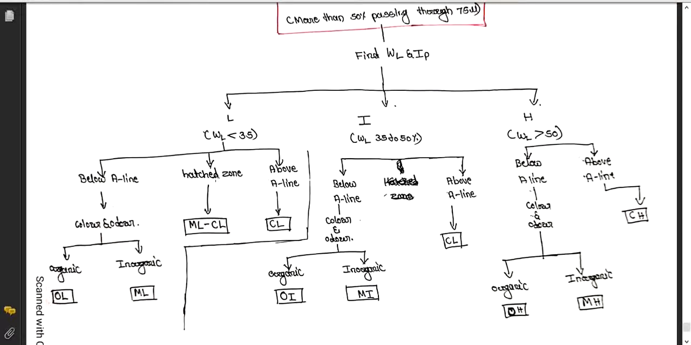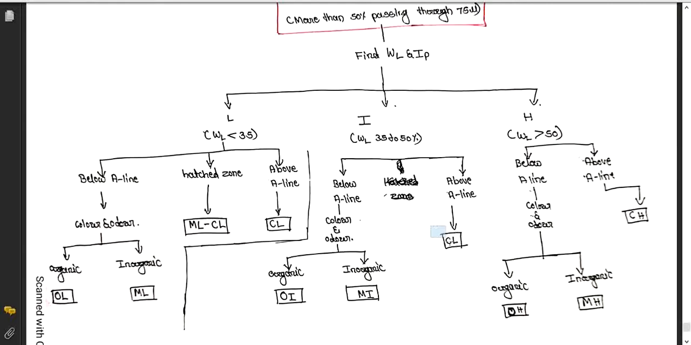Next, if it falls in the hatched portion, we are going to classify it as ML-CL. If it falls above the A line, we classify it as CL. So that is for one case. Next, if the liquid limit is between 35 and 50%, again we examine the curve. If it is below the A line, we observe the color and odor, and we name it as OI or MI. I indicates intermediate liquid limit. Next, if it falls above the A line, we name it as C.